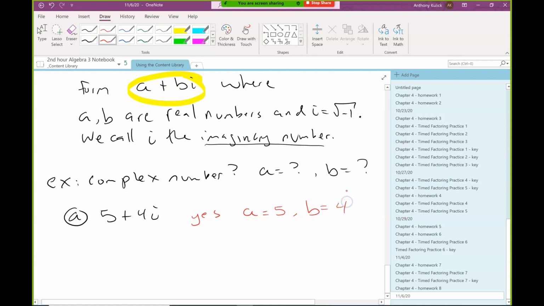How about 3 minus 6i? Is this a complex number? Sure it is. We can just think about it as 3 plus -6i, where a is 3 and b is -6. Everybody okay there? Okay.